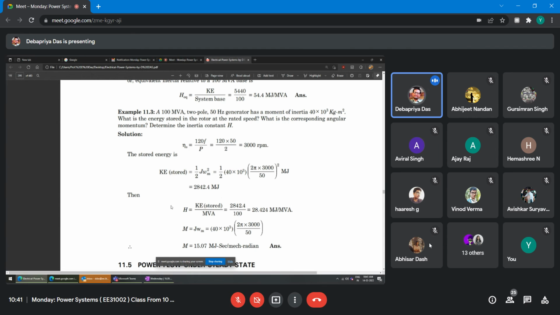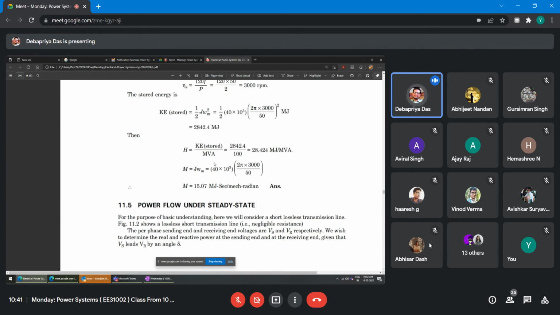And then the inertia constant H is the kinetic energy stored upon MVA. So the same formula you will use, and M is equal to J into omega N. Same formula you will use, right? And M is equal to this much megajoule second per mechanical radian. So this is like a simple problem.